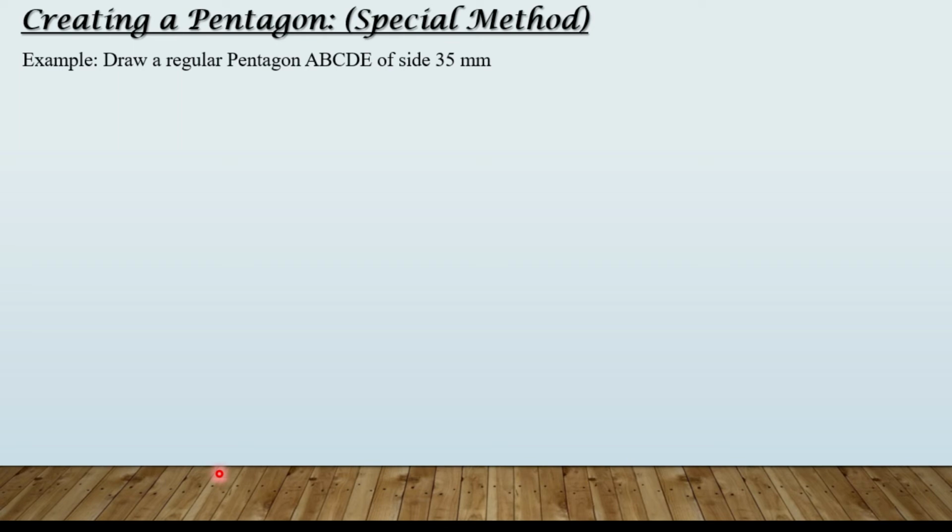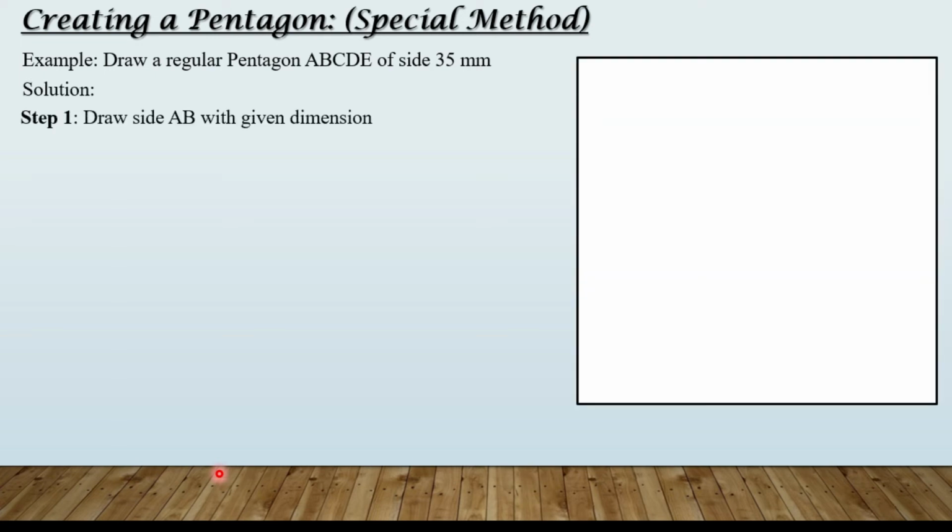Question: draw regular pentagon ABCDE of side 35 mm. I have not changed the labels here nor the dimension in order to avoid any confusion. Okay. Solution. Step number 1, draw AB with given dimension. So this is our given side.